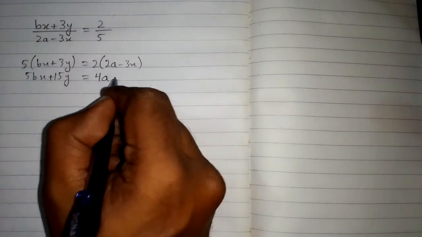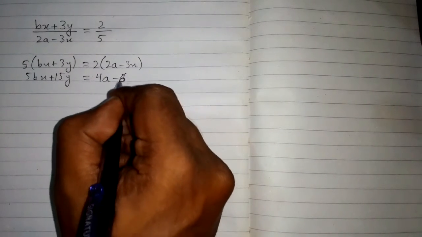So we have 5 multiplied by bx, which is 5bx, and 5 times 3y is 15y, is equal to 2 times 2a is 4a, and 2 times 3x is minus 6x.